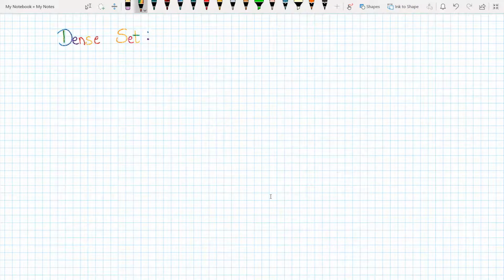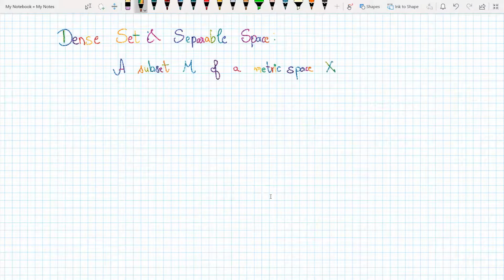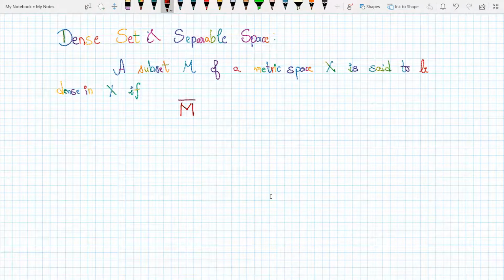Hello guys, in today's video we're gonna see what a dense set is and what a separable space is. So we start our discussion with the formal definition of a dense set. I say a subset M of a metric space X is said to be dense in X if the closure of M is equal to X. If my subset M satisfies this property, then I say that my set M is dense in my metric space X. And now we see what a separable space is.